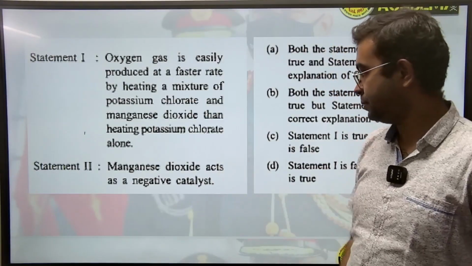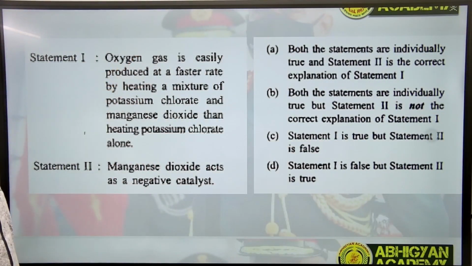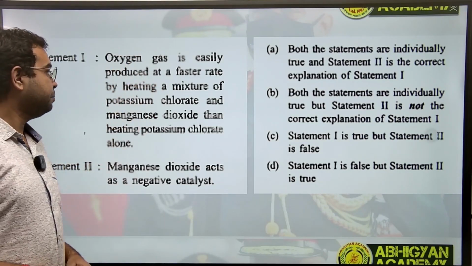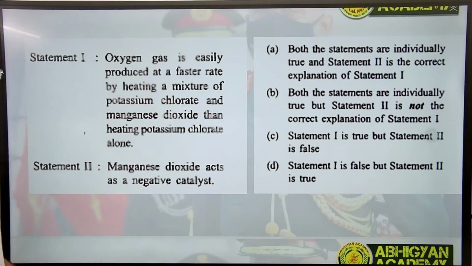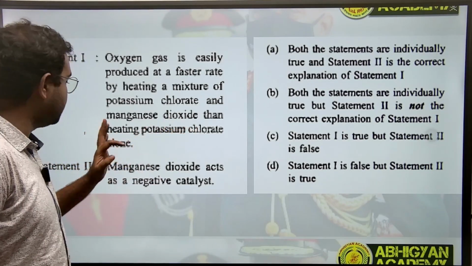Now look at the next question. Oxygen gas is easily produced at a faster rate by heating a mixture of potassium chlorate and manganese dioxide than heating potassium chlorate alone.